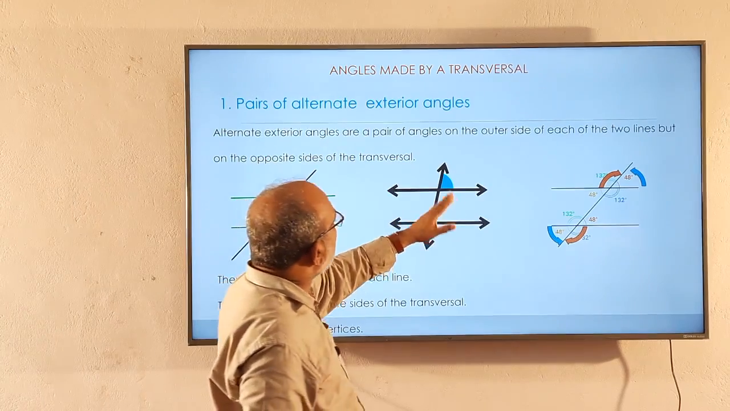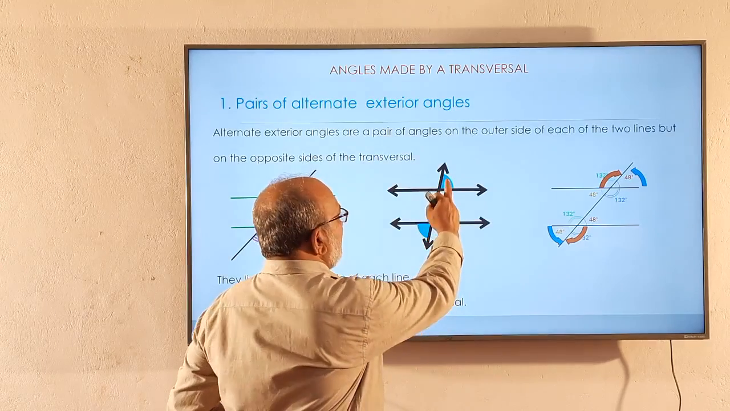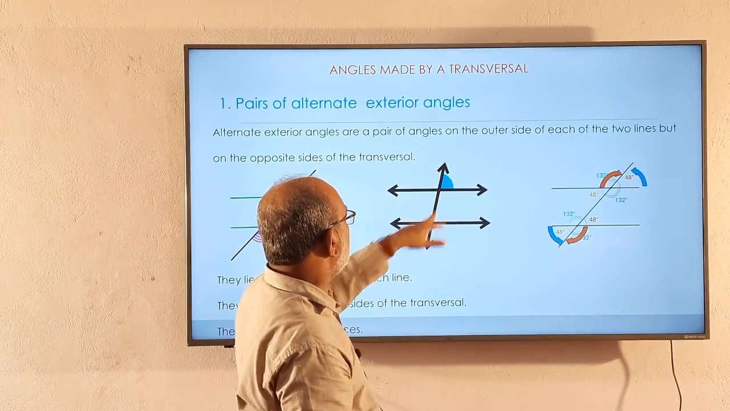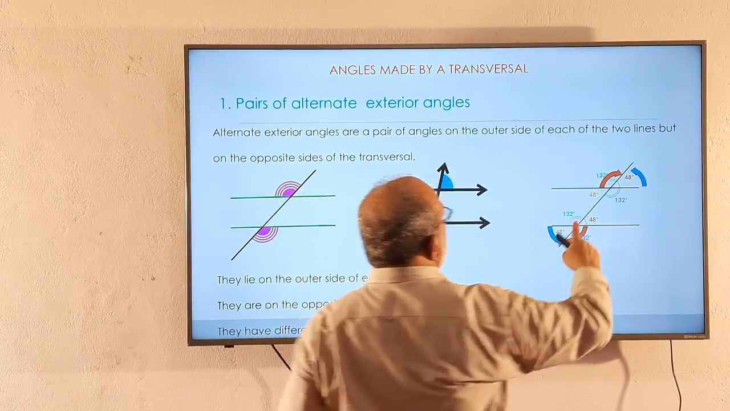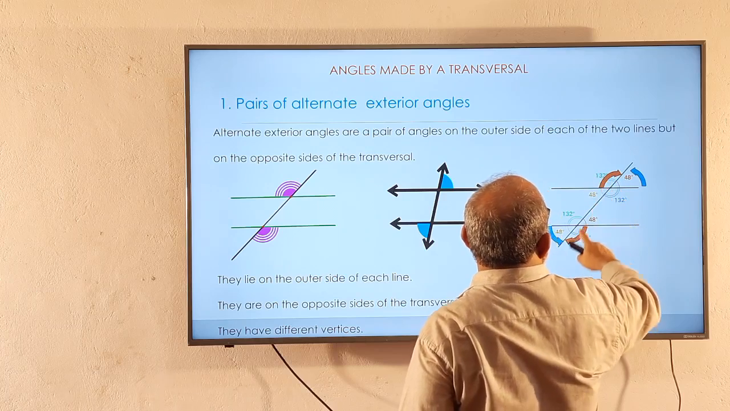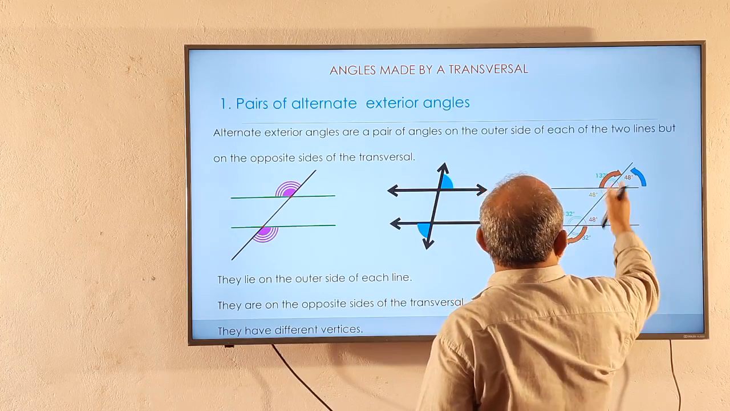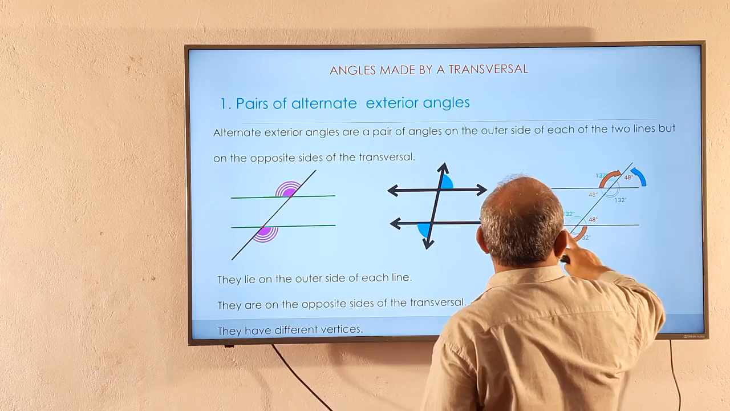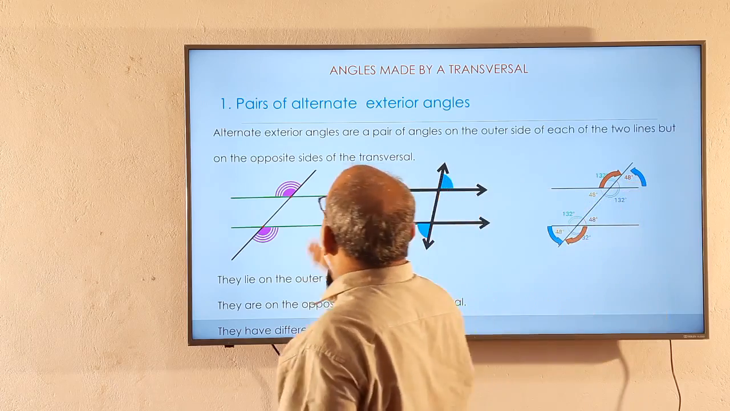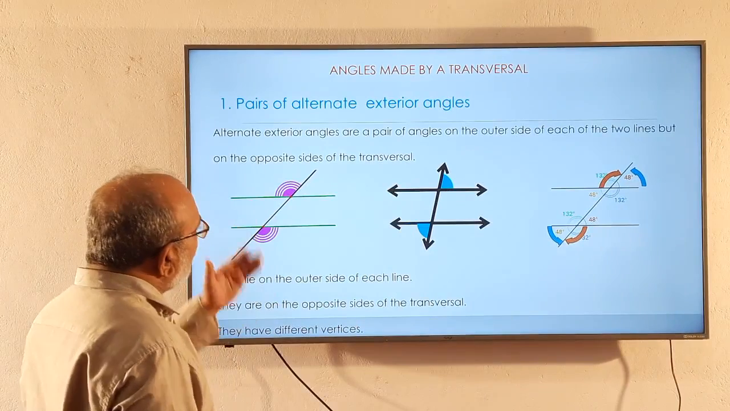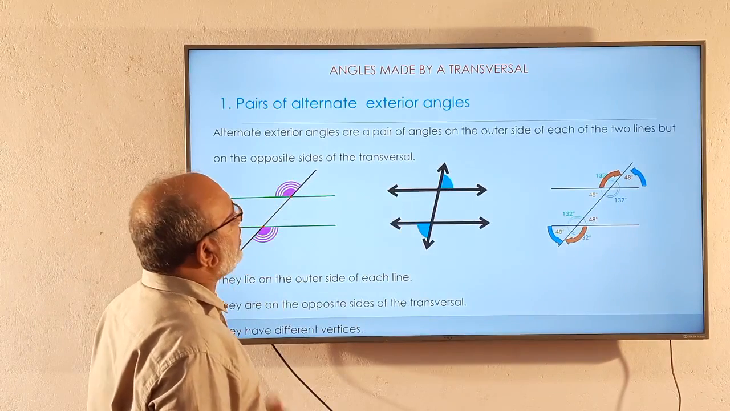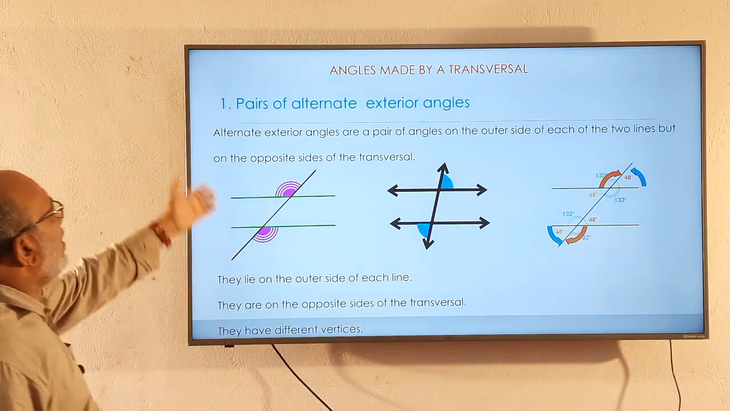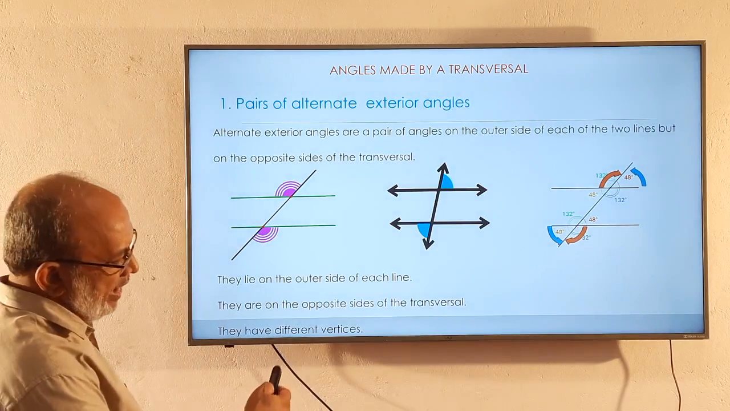Here too you can see this is the transversal, and these are exterior but on opposite sides of the transversal. Here you can see this shaded 130 and 113. This is outer, exterior, but on the opposite sides of the transversal. So alternate exterior angles are a pair of angles on the outer side of each of the two lines, but on opposite sides of the transversal. This is called a pair of alternate exterior angles.